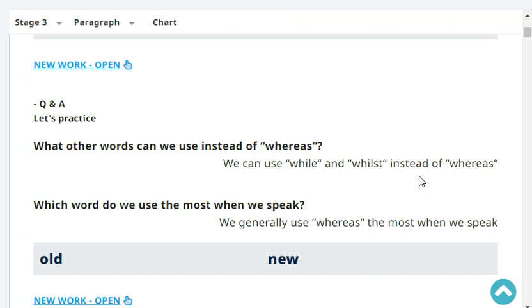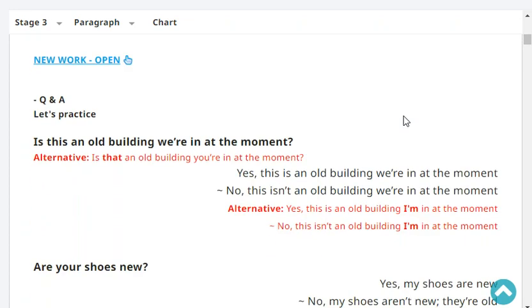Which word do we use the most when we speak? We generally use whereas the most when we speak. Very good.